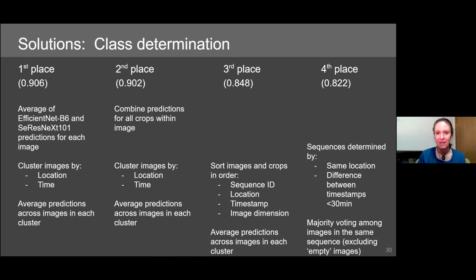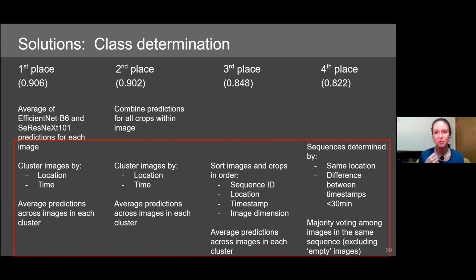Okay. And then I'm going to go a little faster because we're running out of time. The final class determination. So the first 2 teams specified how they combined the predictions for all of the crops, so the identified animals within an image. So they had systematic ways of doing that. I'm not sure what the 3rd and 4th place teams did. They didn't really say, but all the teams, and I forget who asked about this, but someone did.